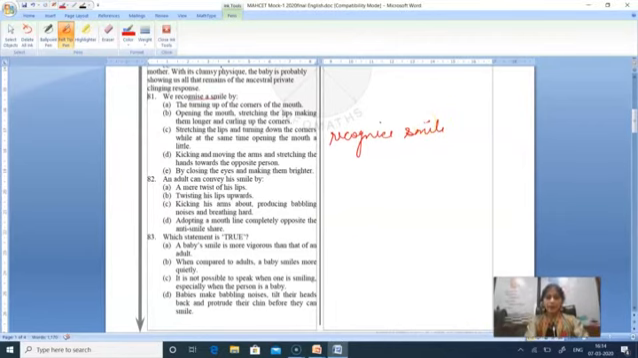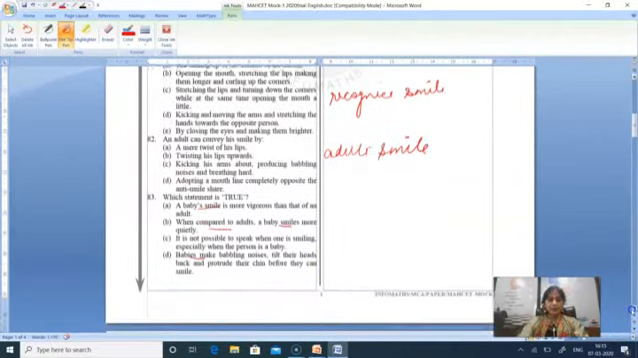An adult can convey his smile by... Adult smile की बात हो रही है इसमें, ठीक है? So make a short note that adult smile. Next, what is true? A baby smile के बारे में बात हो रही है. Then compared to an adult, a baby smile, then it is possible to speak than baby's smile. So basically again smile के बारे में ही बात हो रही है यहाँ पर कि कौन सा part इसका सही है. Then comes the next question.